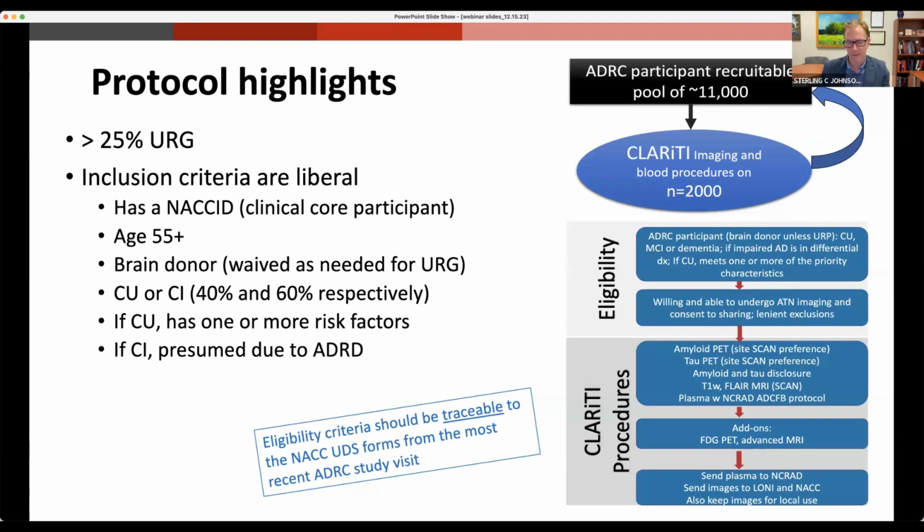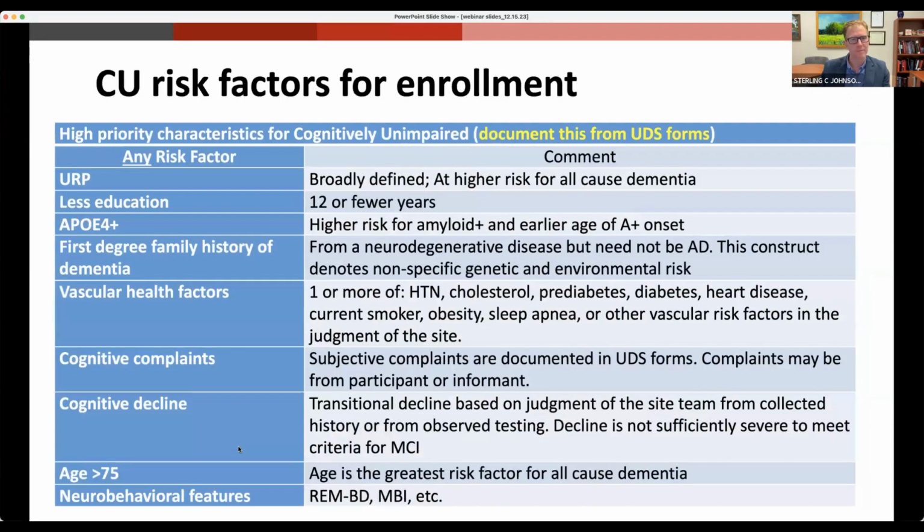They can be amyloid negative based on a prior image. That's okay, but having this construct of Alzheimer's theoretically as in the mix should be one of the things to consider. All of these criteria should be traceable to their UDS forms, so that we can verify eligibility criteria. Here's a list of these risk factors for our cognitively unimpaired people. And thanks to those who've given some feedback on this. I won't take time to go through this here. It's in the protocol and you can review that.